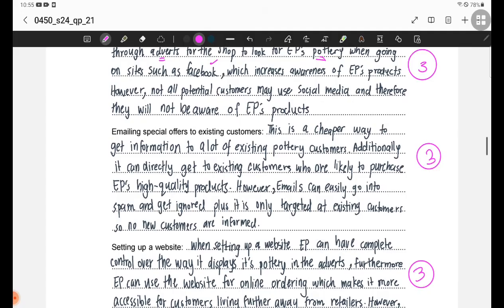Okay, this is of course a cheaper way, like I've said earlier, to get information to a lot of existing pottery customers. This is an application. Okay, let me make this more clear. Additionally, another point, it can directly get to existing customers who are likely to purchase EP's higher quality products.